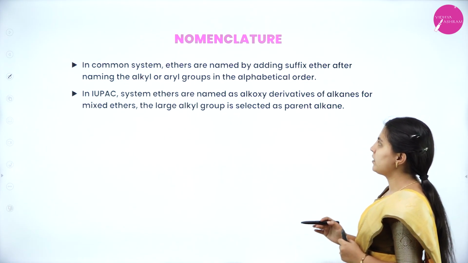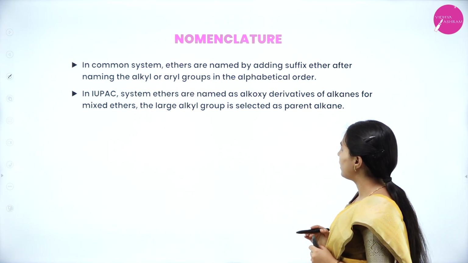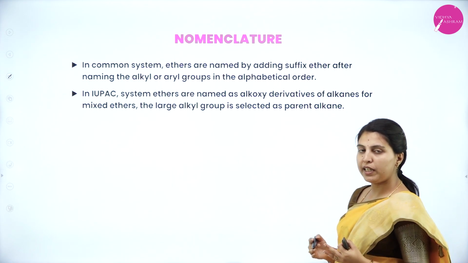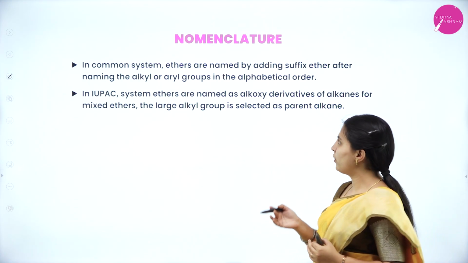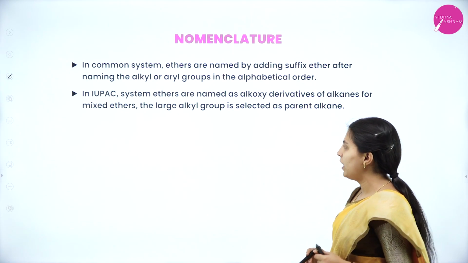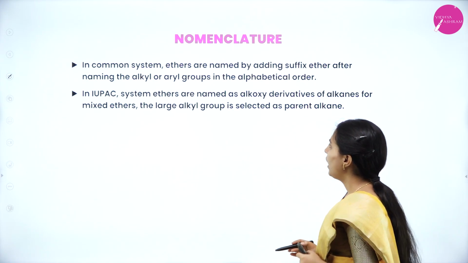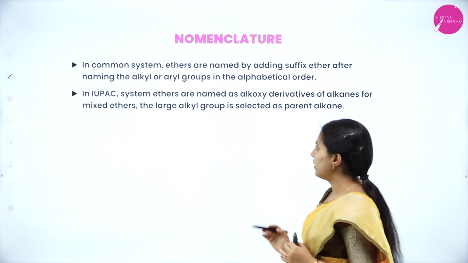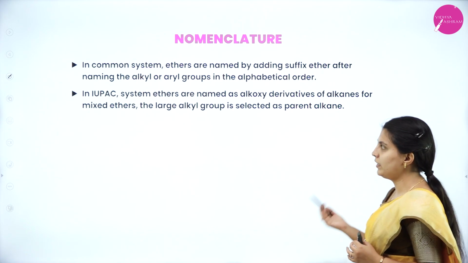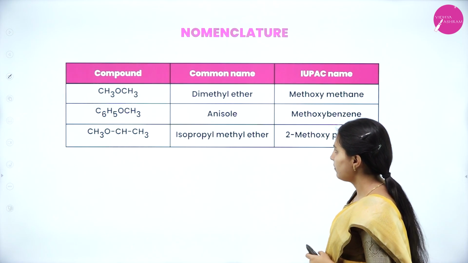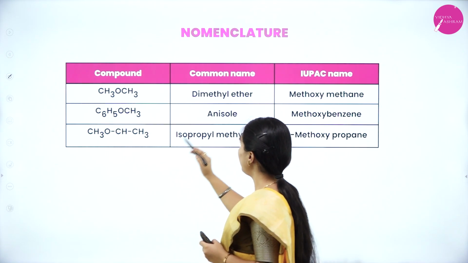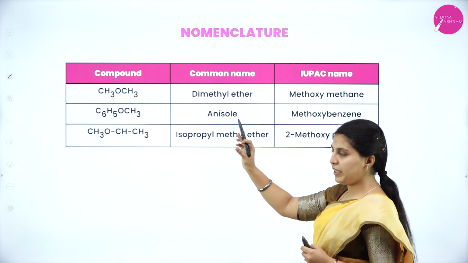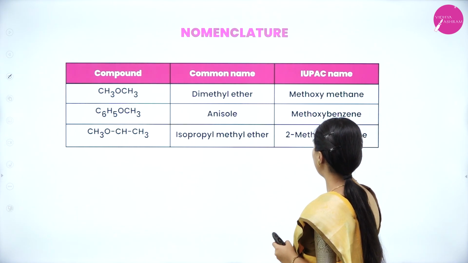Nomenclature. In the common system, ethers are named by adding the suffix ether after naming the alkyl or aryl groups in alphabetical order. Usually in a common name, after all alkyl or aryl groups, you have to add the suffix ether. In IUPAC nomenclature, ethers are named as alkoxy derivatives of alkanes. For mixed ethers, the larger alkyl group is selected as the parent alkane. See here, CH3OCH3, dimethyl ether, is methoxymethane, meaning for methyl, oxy will be added, alkoxy like that.